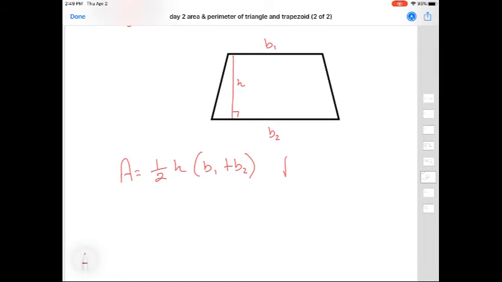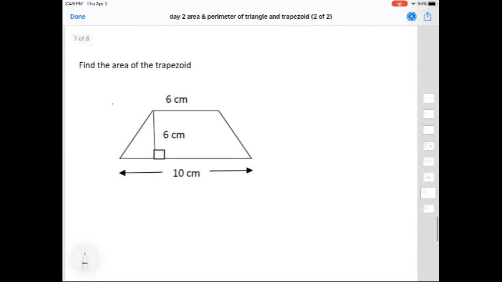Another way we could write it, and it's the same thing, it's just moving some things around. And some people may like it better this way, some don't. You pick and choose. We could also write it as base 1 plus base 2 divided by 2 times the height. Once again, you choose what you want. So let's look at an example.